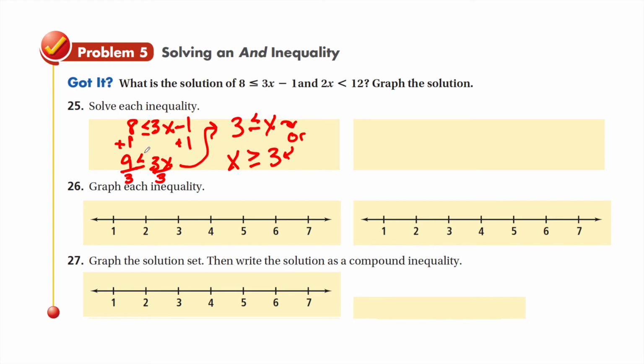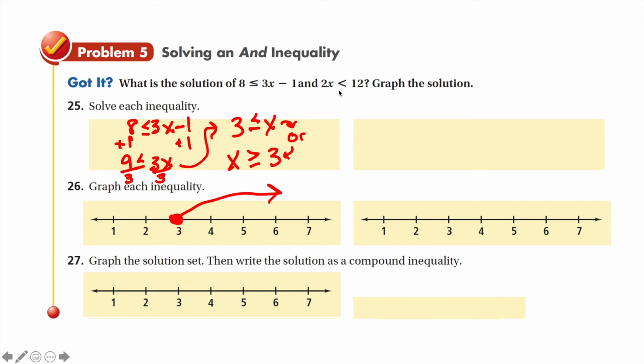All right. So if I were to graph that one out, I'm going to go down. I'm going to look for the 3. It's equal to, so I know it's going to be a closed dot. And then we're talking about all the numbers greater than or equal to 3. So all the numbers that happen to be above as well.